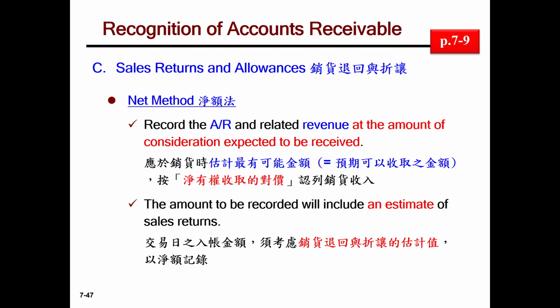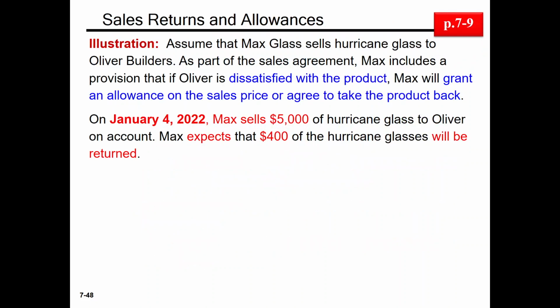So based on net methods, how do we report the situation, how much money we expect to receive from customers? This is the case we have. Because customer doesn't like the products, you decide to grant an allowance on the sales price or agree to take the product back. So usually we will do that. The customer doesn't like it, you accept the returned products, or you give them a cheaper price allowance.